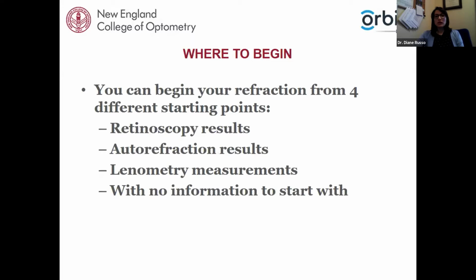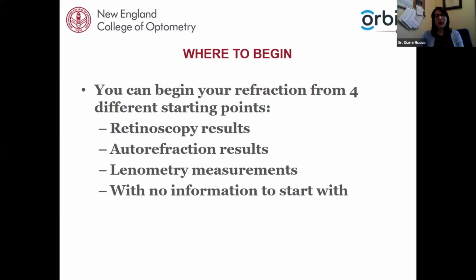So when you are starting your refraction, there are 4 common starting points. So the first 2 are preferable. The third you could go with if you don't have any other information, and then sometimes you have no information. So retinoscopy and autorefraction, depending on what type of equipment you have available, are usually most helpful, because those are some type of objective measurement of your patient's refractive status.